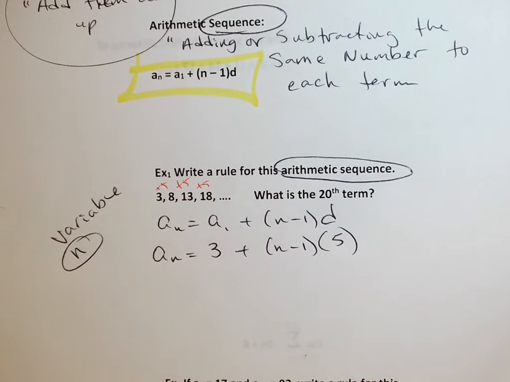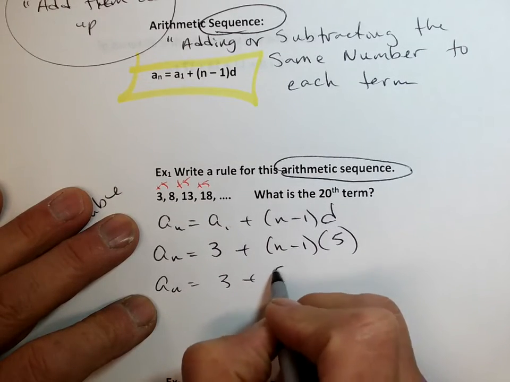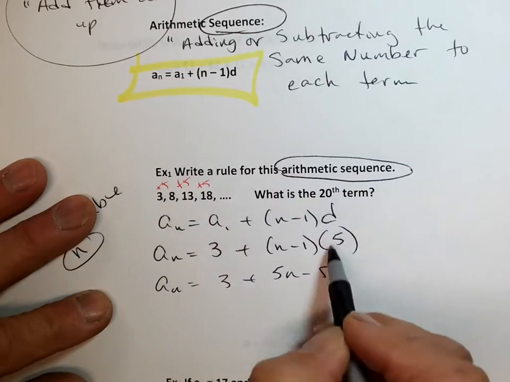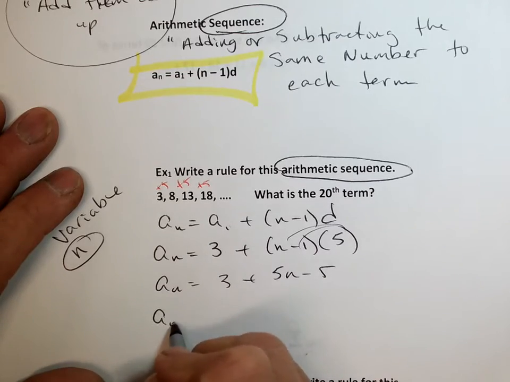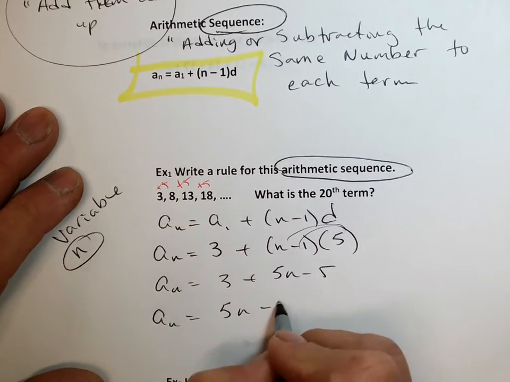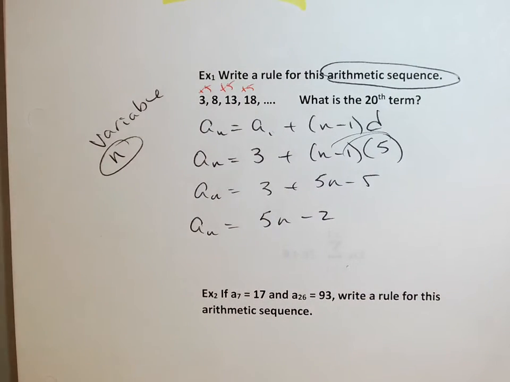So that is my formula, but I'm going to tidy it up a little bit. You don't have to tidy up, but I like to. A of n is equal to 3 plus 5n minus 5, so A of n is equal to 5n minus 2. Then I don't have to, but I could check it. I'm pretty sure this is correct. If I plug in 1, 5 times 1 minus 2 is 3. If I plug in 2, 10 minus 2 is 8. So it works. The formula that I created makes that sequence.